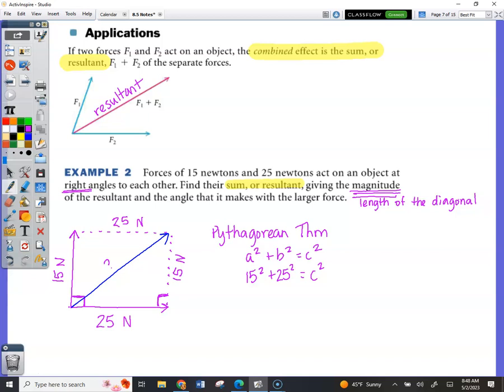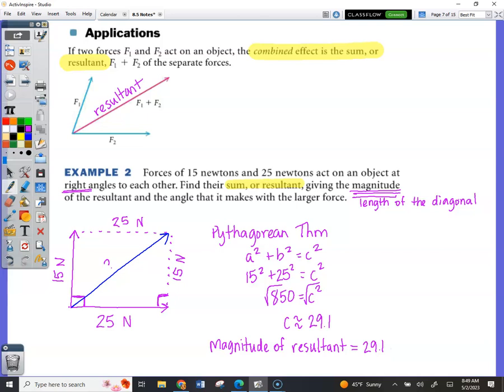So you would type this in the calculator. Then you would undo that by what? Square rooting. Let's go to the nearest tenth. Did you get 29.1? So the magnitude of the resultant, I'm just being thorough here, equals 29.1.